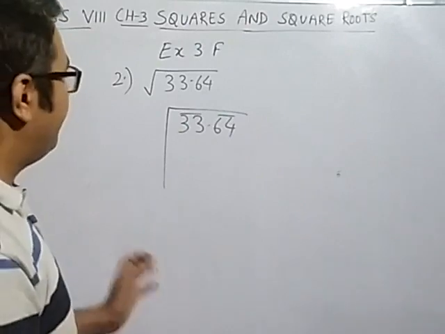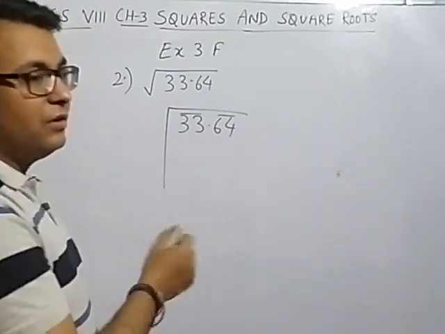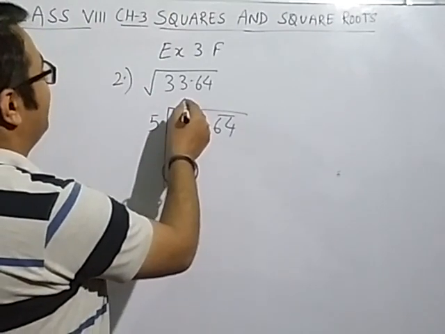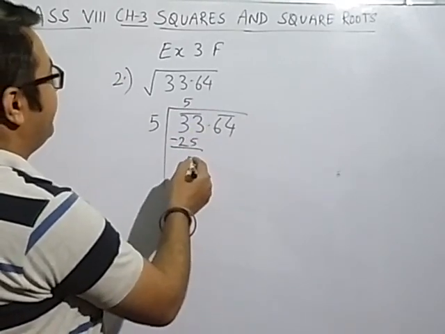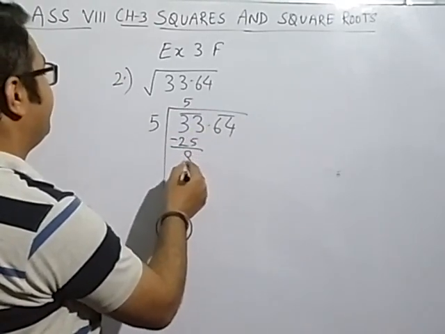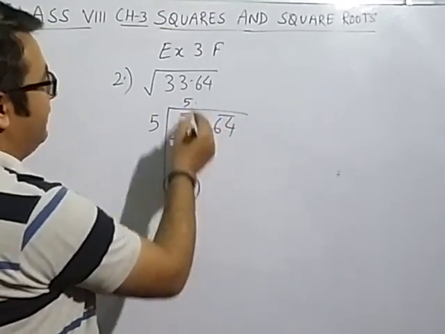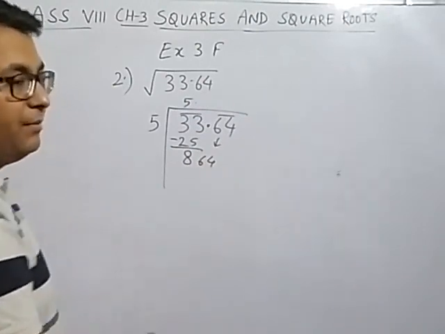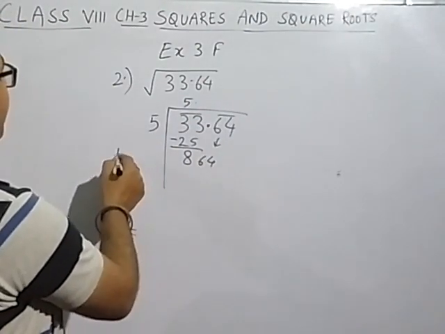Now the number before the decimal is 33. The square of which number is close or equal to 33 is 5. 5 square is 25. Subtract, remainder will be 8. Now since the decimal is here, we'll put the decimal here, and 64 will be carried. Now the number is 864. Now double of 5 is 10. 5 plus 5 is 10.